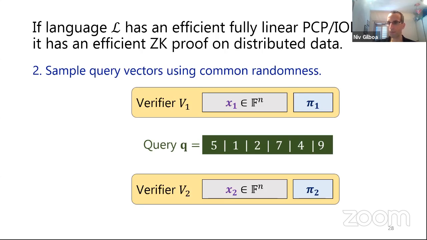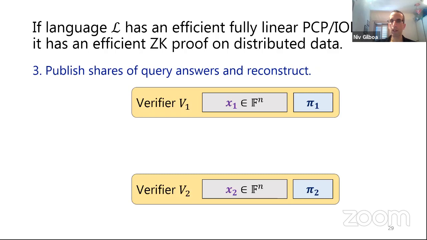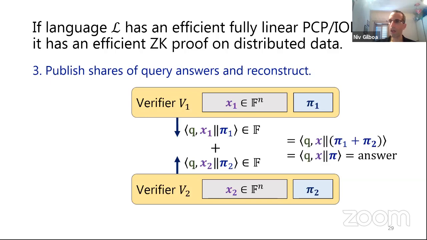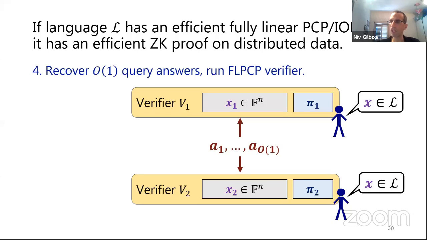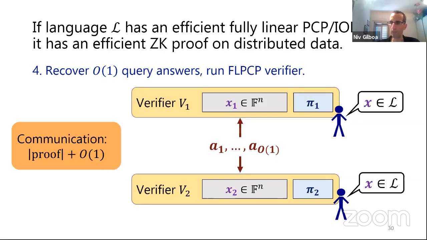The query is whatever it is, and now they can publish shares of the query answers and reconstruct using the same reconstruction of the fully linear PCP. So if we have the fully linear PCP, we also have a distributed zero knowledge proof. Given these answers, they have the same answers, and they can both be convinced that X is in L. Communication is the size of the proof plus the small number of answers that they've exchanged. It's going to be very small.